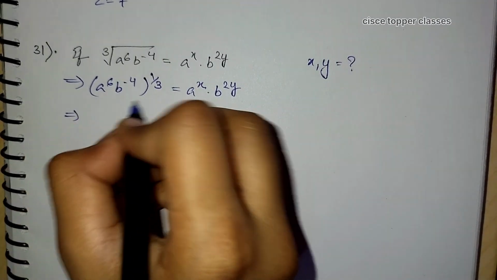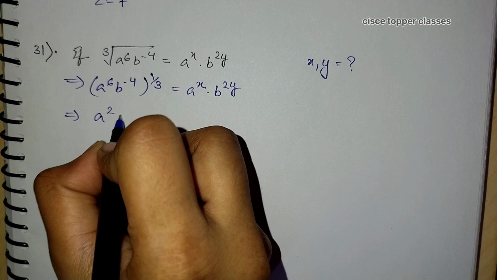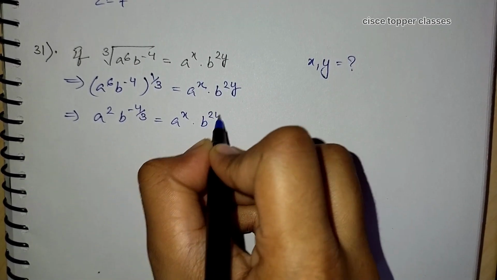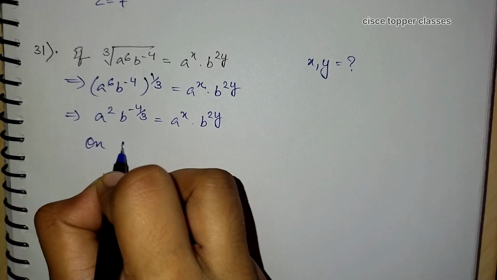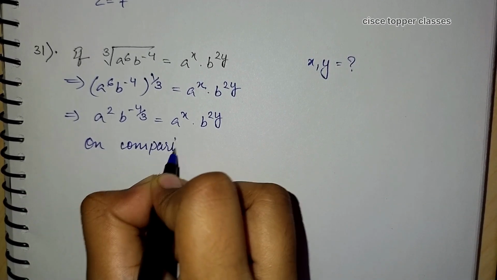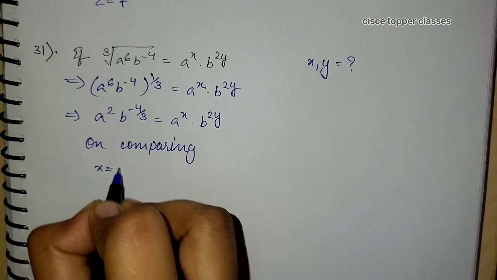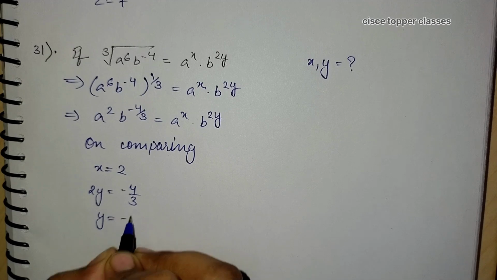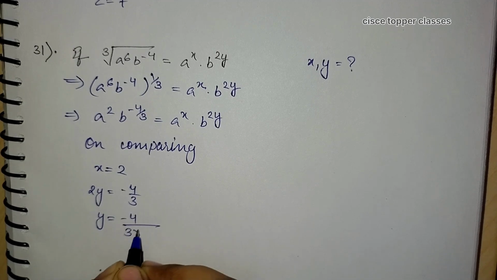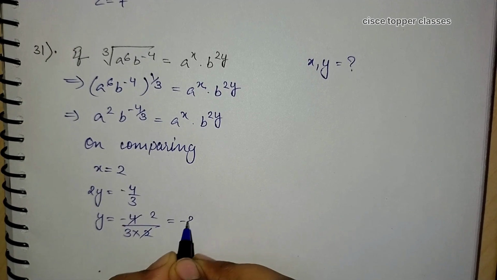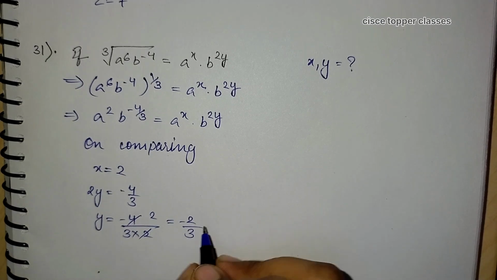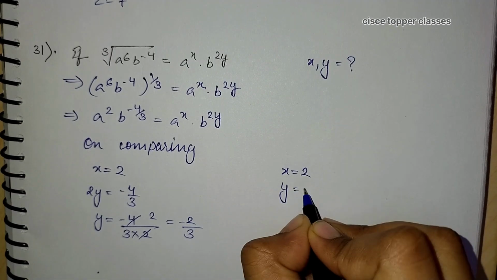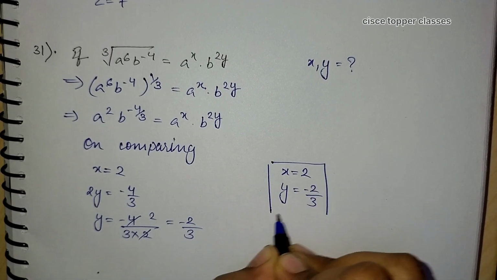We can simply compare it by simplifying this part. So it will be a to the power 2 and b to the power -4/3 equal to a to the power x into b to the power 2y. On comparing this part, the value of x is equal to 2 from here, and 2y is equal to -4/3, so we can find the value of y: -4/3 into 1/2. This will cancel out and it will be -2/3 as the answer. So x is equal to 2 and y is equal to -2/3 is the final answer in this question.